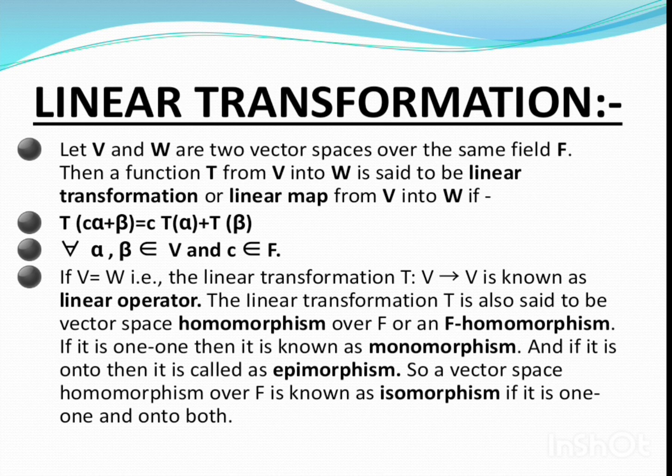If V is equal to W, then the linear transformation T from V to V is known as a linear operator. The linear transformation T is also said to be a vector space homomorphism over F or an F-homomorphism. If it is 1-1, then it is known as monomorphism, and if it is onto, then it is known as epimorphism. So a vector space homomorphism over F is known as isomorphism if it is both 1-1 and onto.